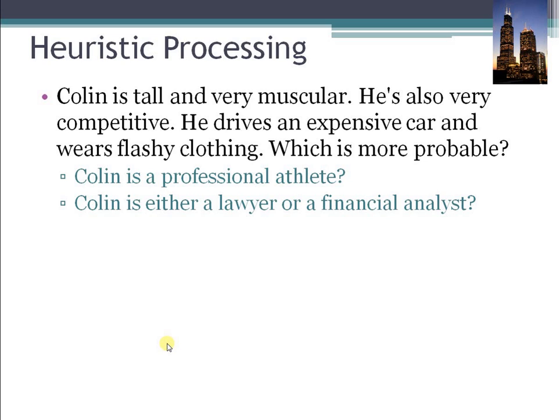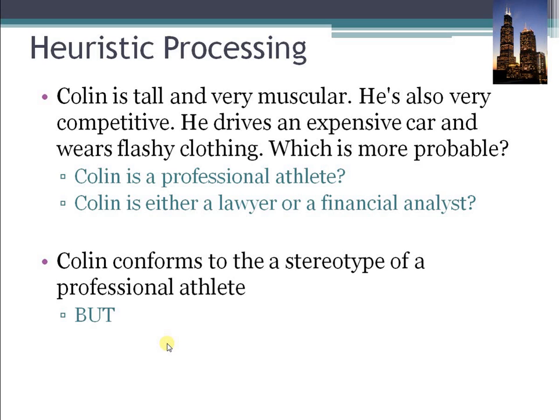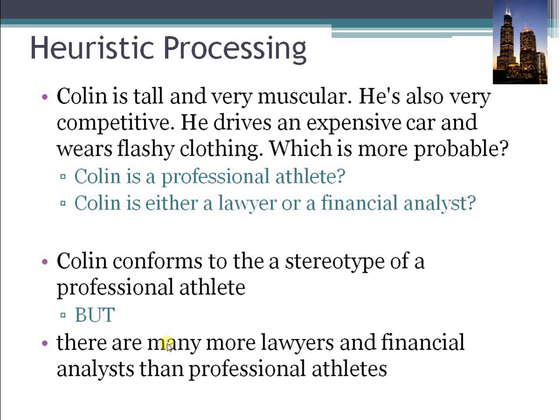the number of lawyers and financial analysts vastly dwarfs the number of professional athletes. So if we were just picking at random, without any information, odds are Colin is going to be a lawyer or an analyst, just because there are so many more of them. But we use that representative heuristic, right? It looks like a duck, therefore it must be a duck, right? He seems to us like a professional athlete, so that must be more likely, even though the probability of that is so low. So he conforms to this stereotype, right? And this is what I just said.